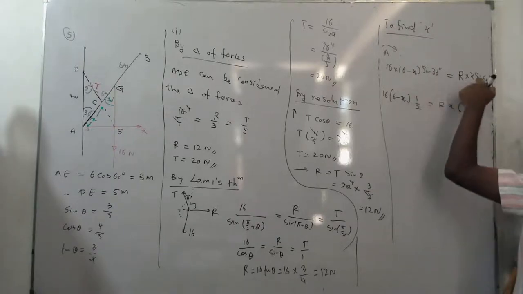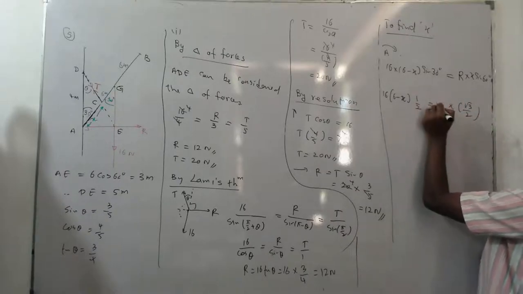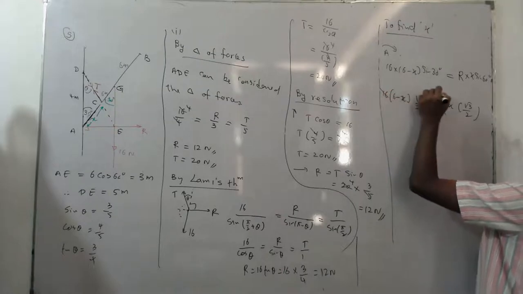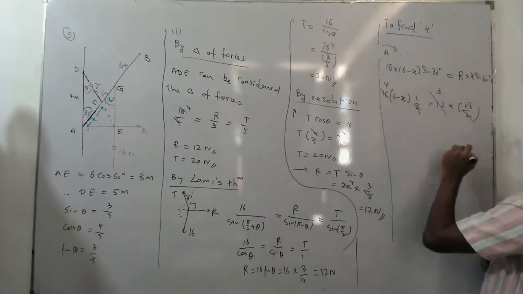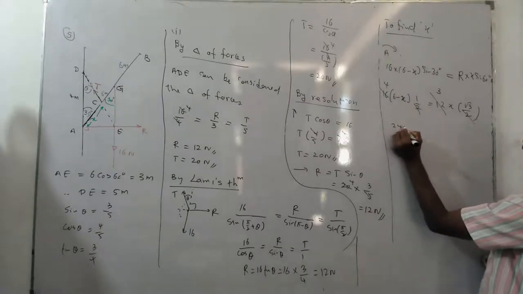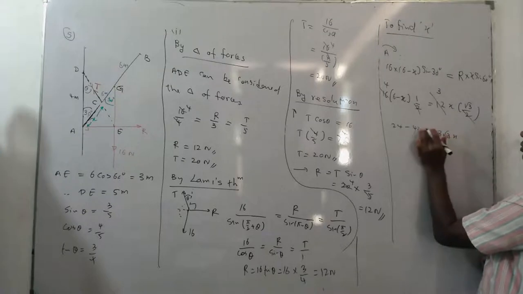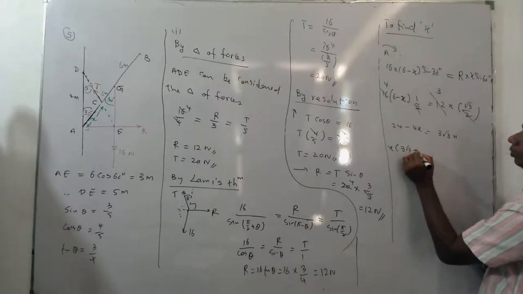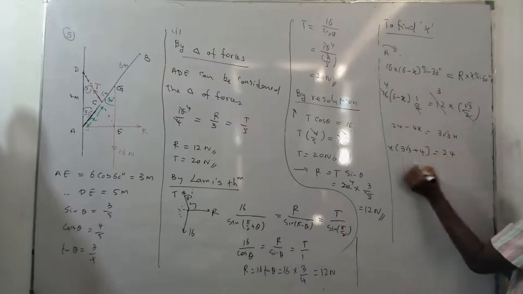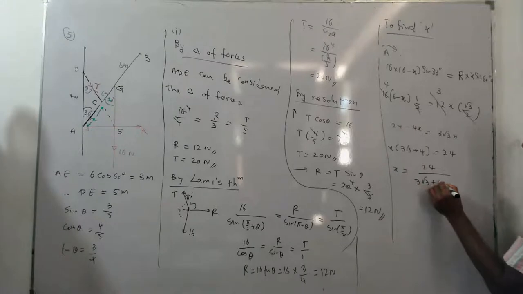Sine 60 is root 3 over 2. Next, 12 and 16, after dividing, 3 and 4. You get 24 minus 2x equals 3√3 x. Taking x out, x(3√3 plus 4) equals 24. X is equal to 24 over (3√3 plus 4) meters.